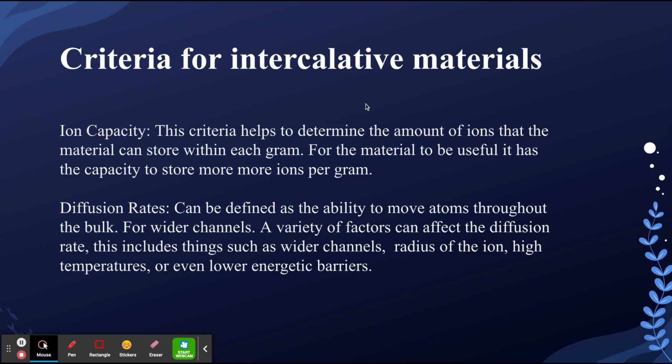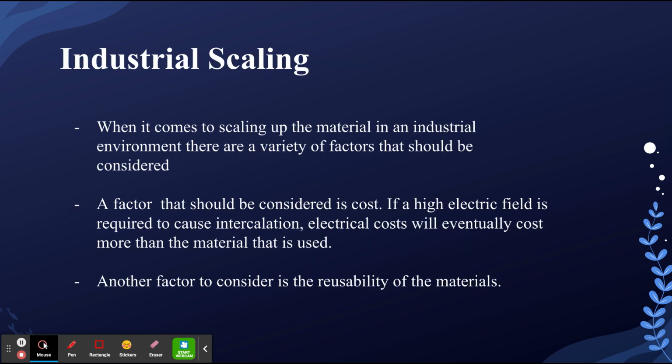And the second is the diffusion rate, which is the ability to move atoms throughout the bulk. So whenever it comes to scaling things up for industrial reasons, there are two things that we should consider, which is cost, and then also the reusability of the materials.